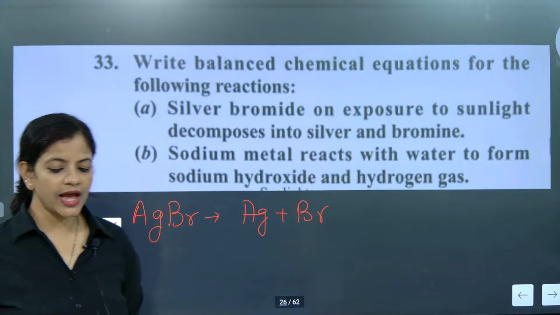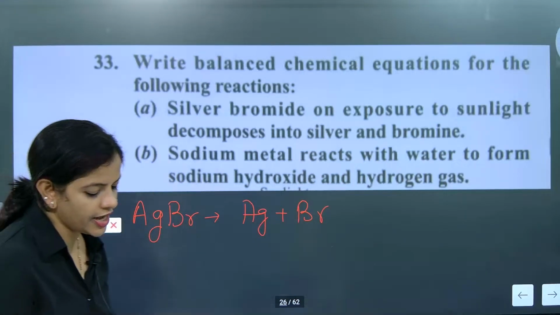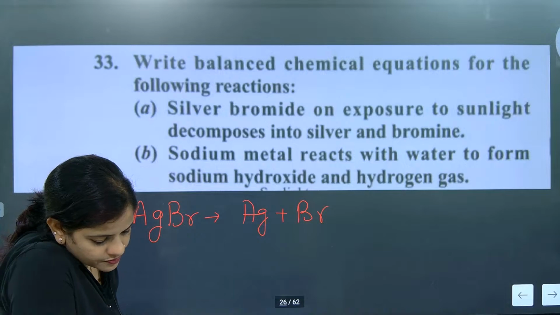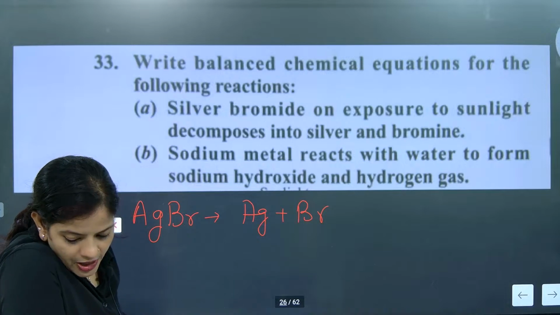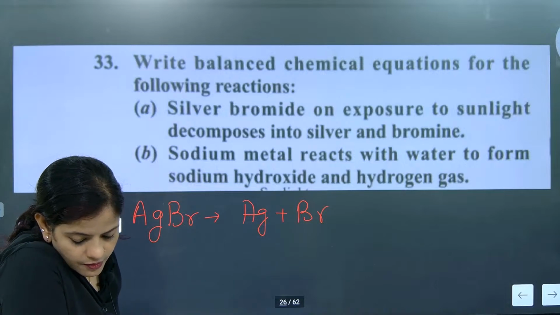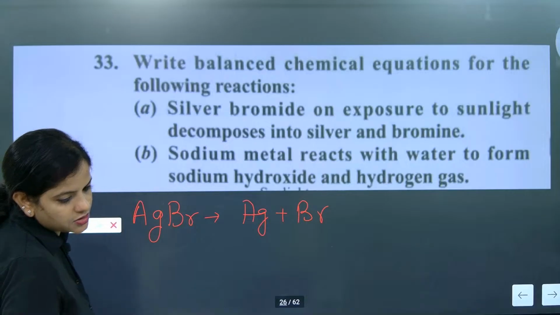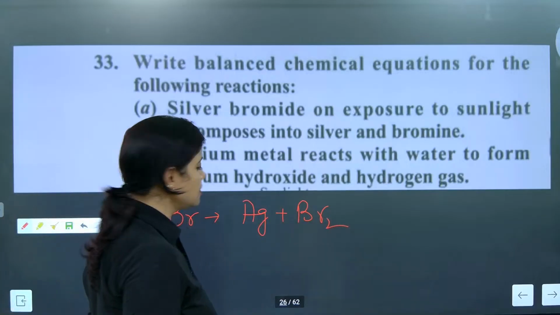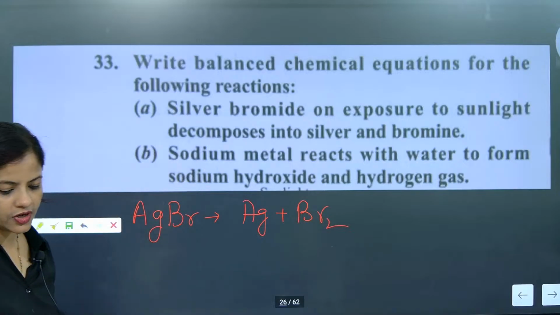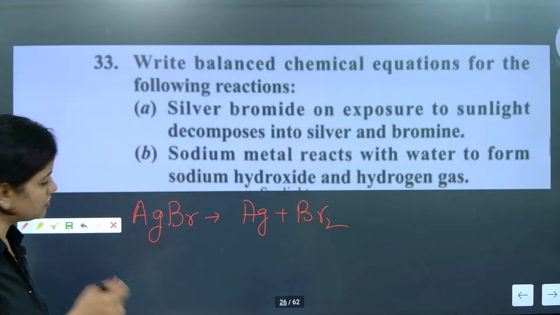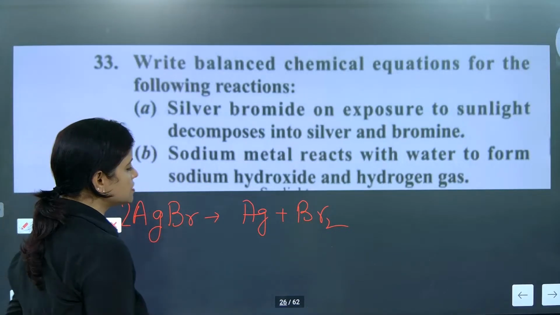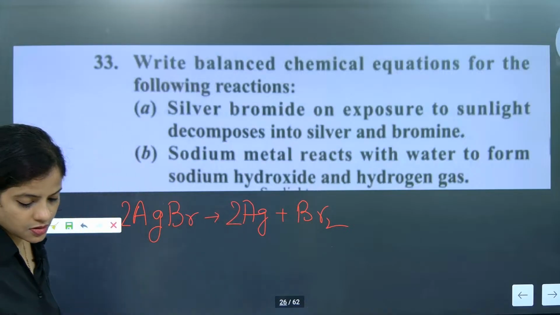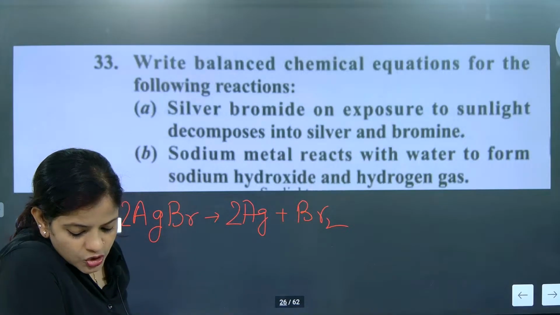Now we are going to write the reaction, Ag and Br. Now come on, the reaction is in your hand. Do it. I just wrote a rough part. Right, it is balanced. That's the first one.